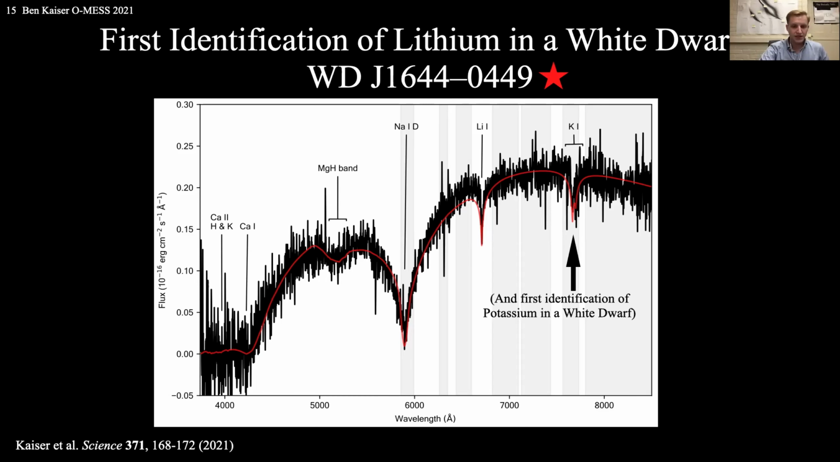We also identified potassium for the first time in a white dwarf photosphere as well. And we identified lithium in a second white dwarf photosphere, J1330, in the same effort. Note that I've placed colored stars next to each white dwarf name. These colors are the same colors that these white dwarfs will be represented with on plots later in the presentation.